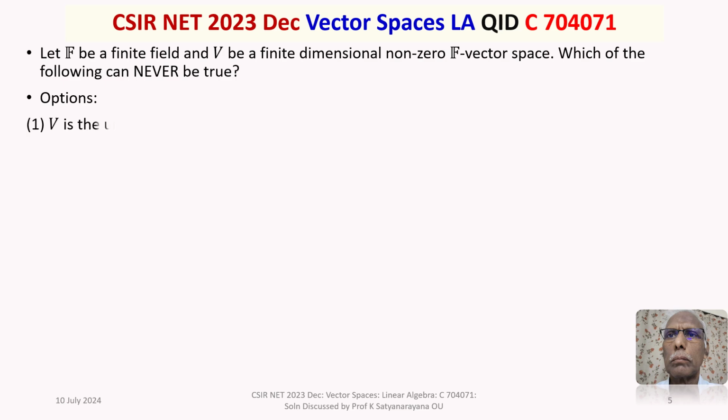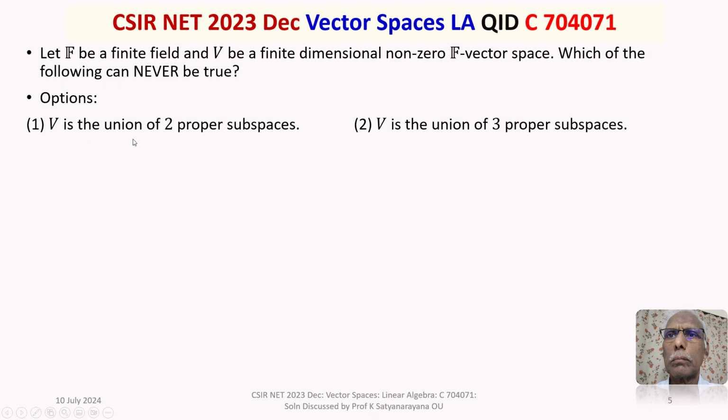Right. And we are given four options. Option 1, V is the union of two proper subspaces. Option 2, V is the union of three proper subspaces. Option 3, V has a unique basis. Option 4, V has precisely two bases.